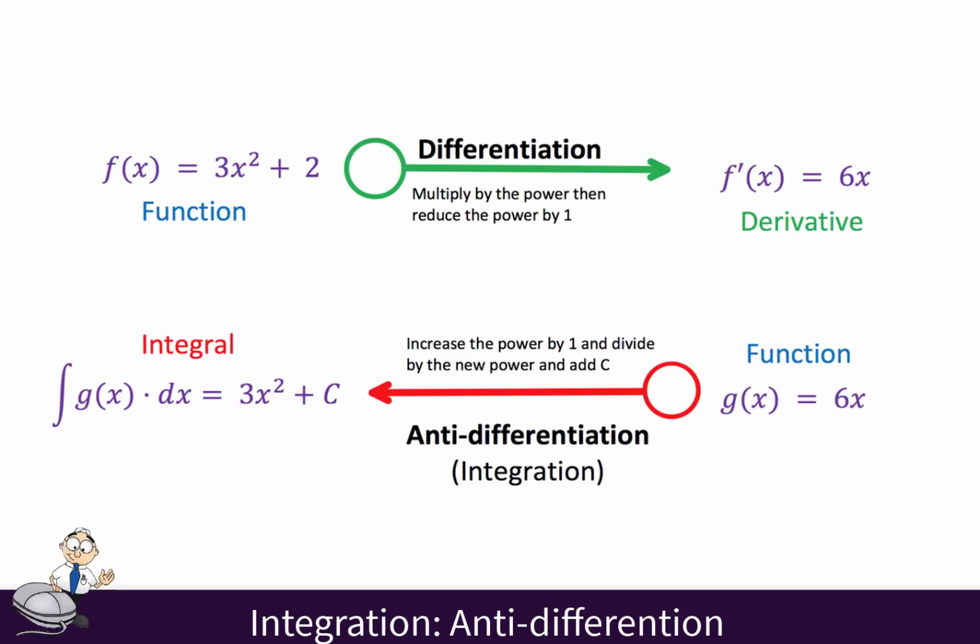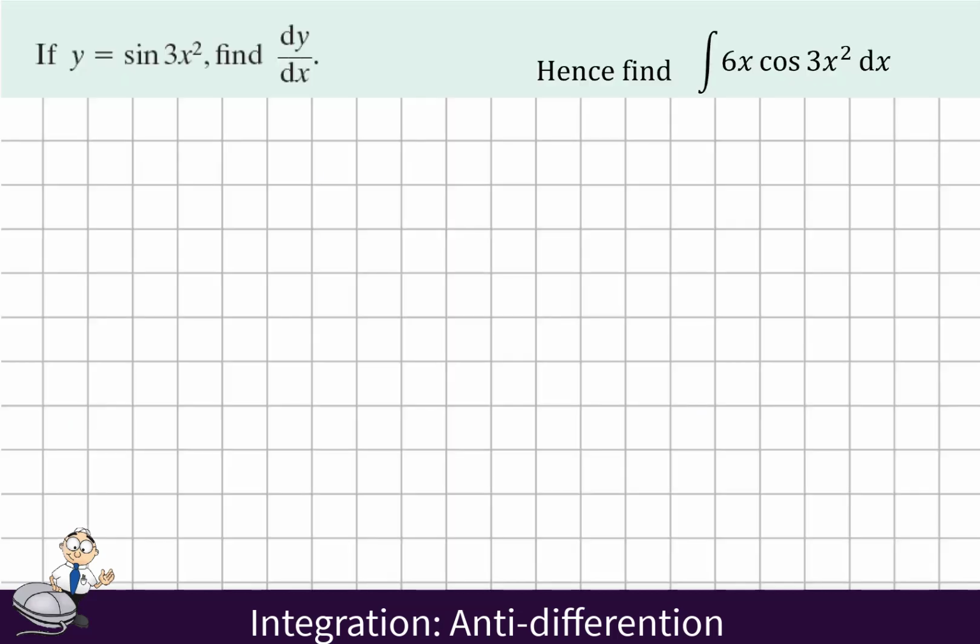In this video, we're going to look at an example of how integration or anti-differentiation is the reverse process of differentiation. If y is equal to sine 3x squared, differentiate this, find dy dx. So we're going to use a chain rule on this.